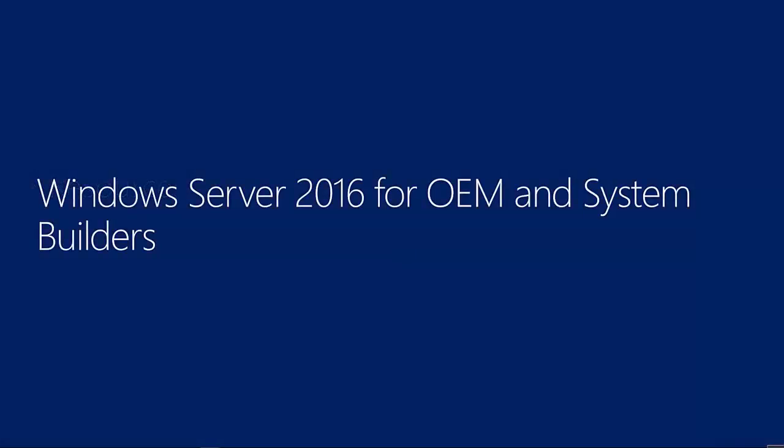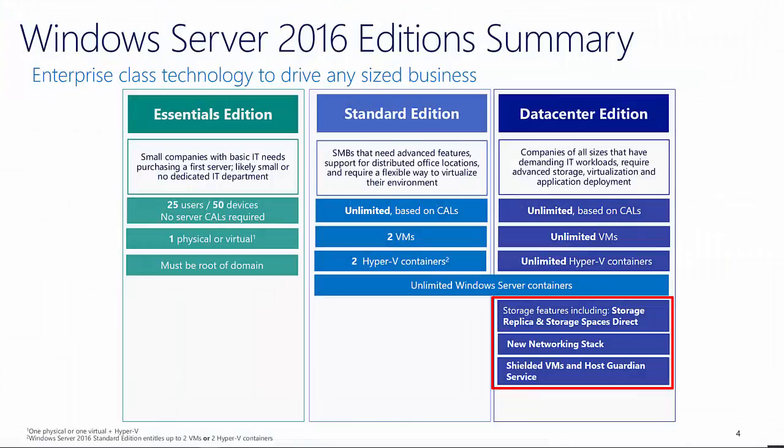So let's jump in and talk about Windows Server 2016 for OEM and system builders. As you can see here, we'll have three different versions of Windows Server available through the OEM and System Builder channel. So the lineup hasn't really changed. We've still got Essentials Edition, which has got some incremental capability updates. We've got Windows Server Standard Edition, and then we've got Windows Server Data Center Edition.